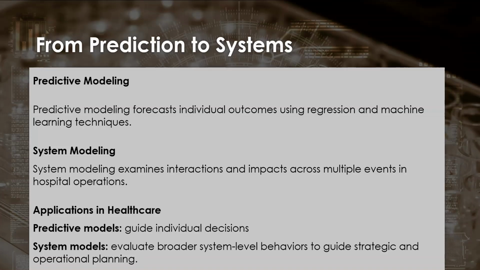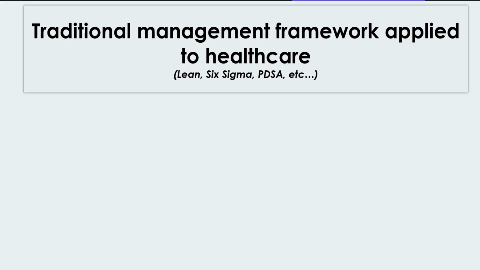And then system modeling, we bring as a tool when we're looking to evaluate the broader behavior of the system to make strategic decisions or thoughtful operational change and planning. That's kind of the purpose and the distinction between these two. Why do we want to think in a systematic way?